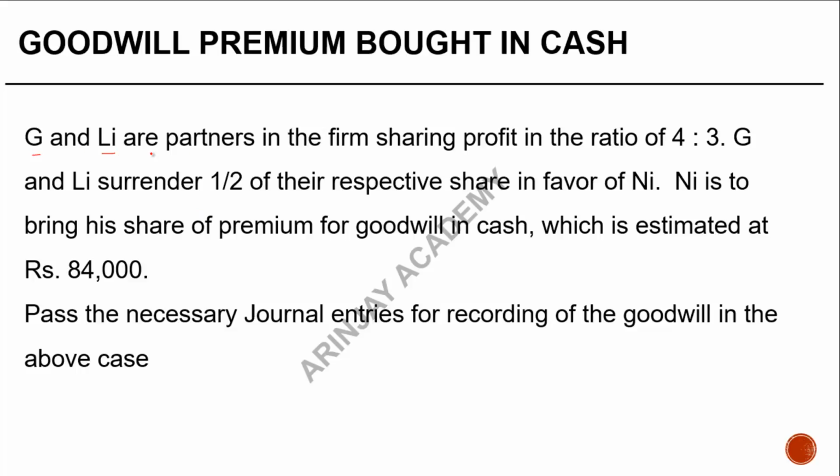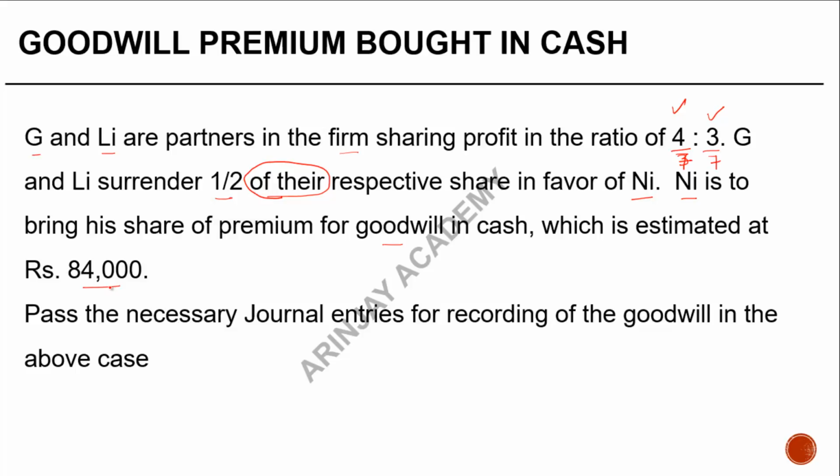G and Lee are partners in a firm sharing profits in the ratio of 4:3, or in other words, 4/7 and 3/7. G and Lee surrender half of their respective shares, which means what? G has surrendered 1/2 of 4/7. Lee has surrendered 1/2 of 3/7 in the favor of Nee. Nee is to bring his share of premium for goodwill in cash, which is estimated at rupees 84,000. Pass the necessary journal entries for recording the goodwill in the above case.